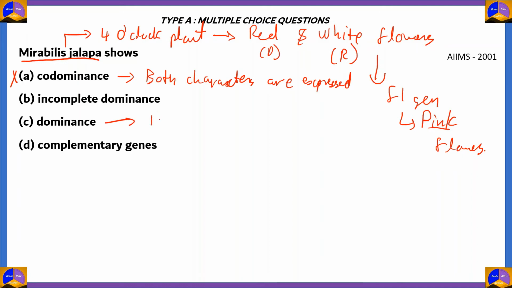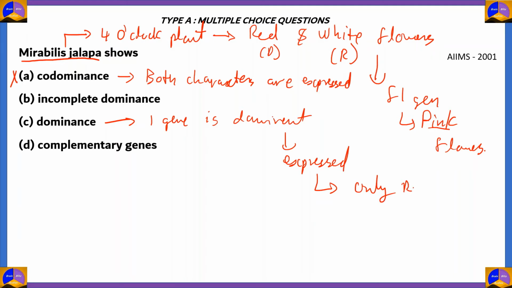If one gene is dominant, it is expressed. And since in the 4 o'clock plant it's red, that means only red flowers for F1 generation. But however, we see that they have pink flowers. So option C is also incorrect.